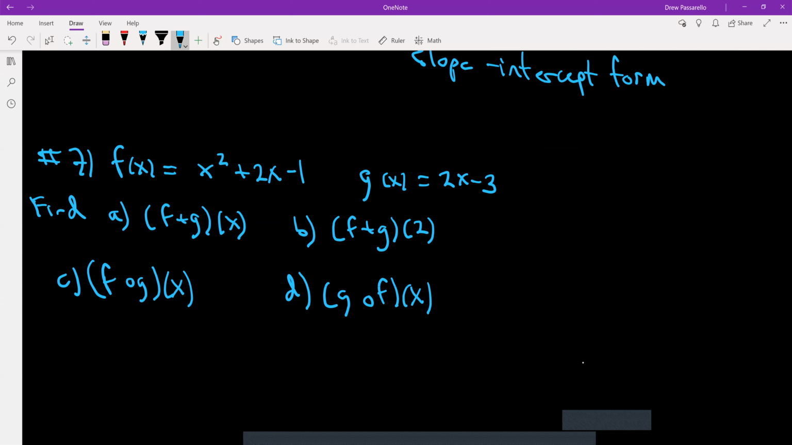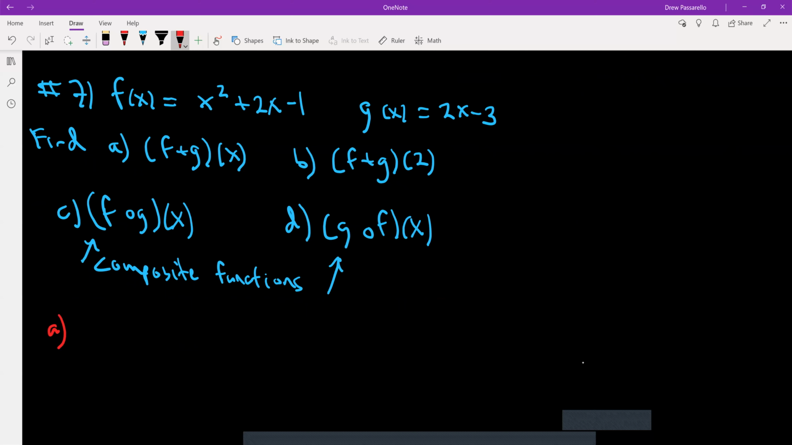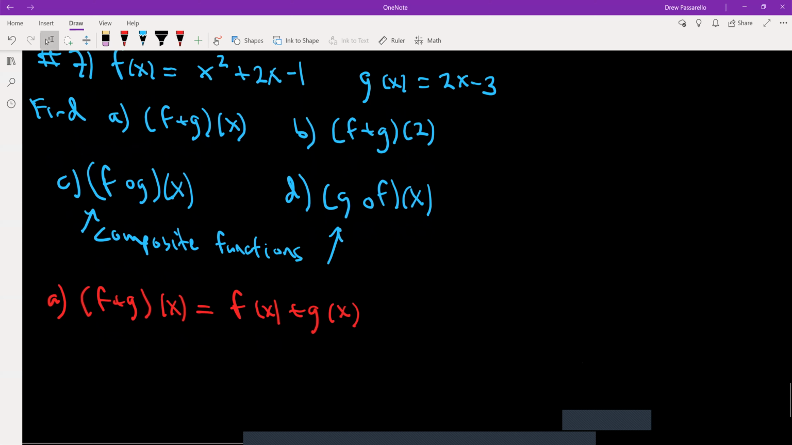All right, so C and D, these are called composite functions. That's what the open circle or dot looks like. Now if I were to do part A, that's just adding the two functions. So when it says f plus g parentheses then x, you're just adding the function f of x plus g of x. And that's just writing down my function f of x, which is x squared plus 2x minus 1.